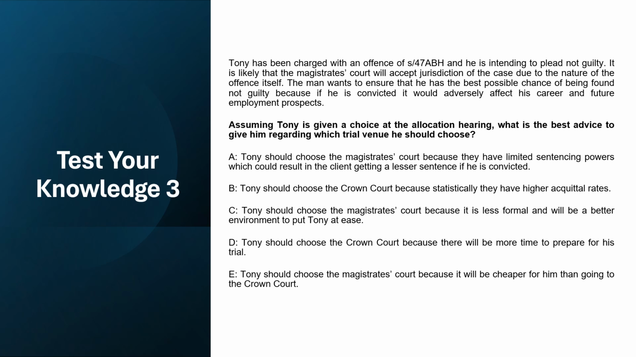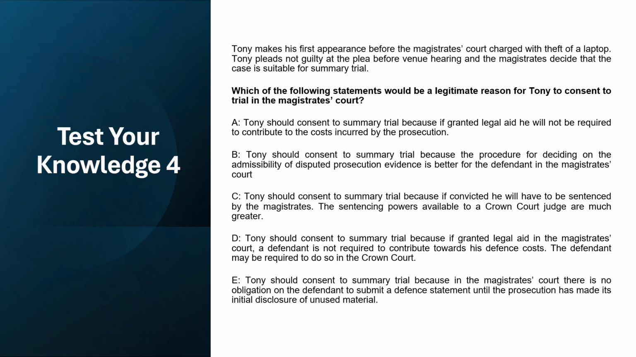Is it D, Tony should choose the Crown Court because there will be more time to prepare for his trial? Or is it E, Tony should choose the Magistrates' Court because it will be cheaper for him than going to the Crown Court? Turning to test your knowledge 4. Tony makes his first appearance before the Magistrates' Court charged with theft of a laptop. Tony pleads not guilty at the plea before venue hearing at the magistrates, and the magistrates decide that the case is suitable for summary trial.